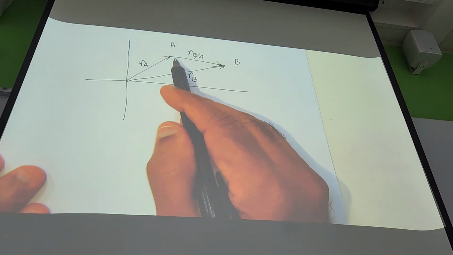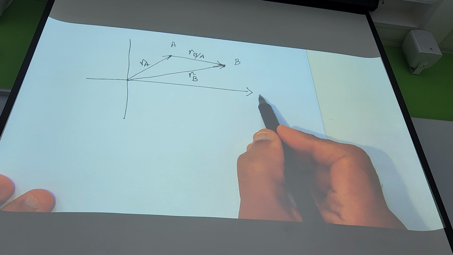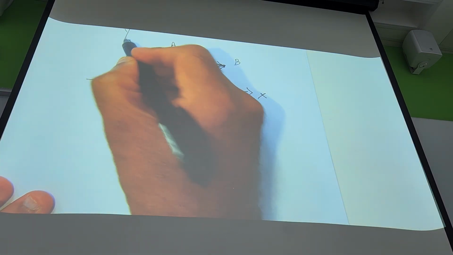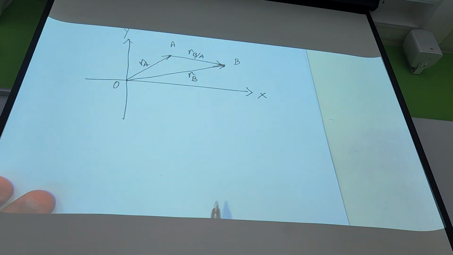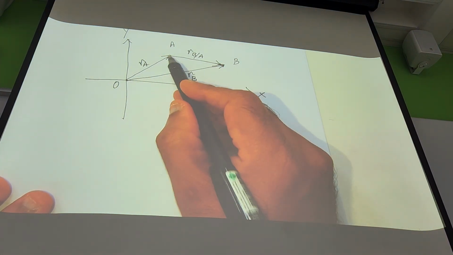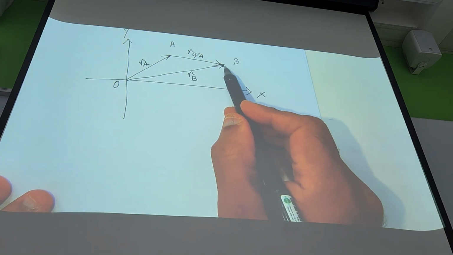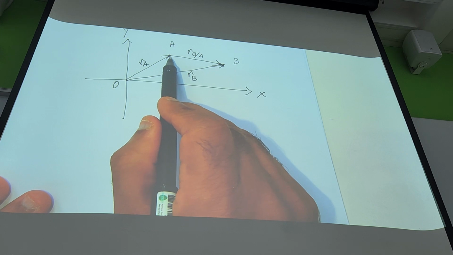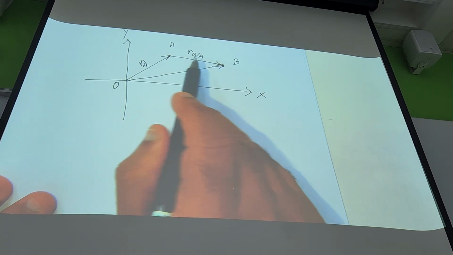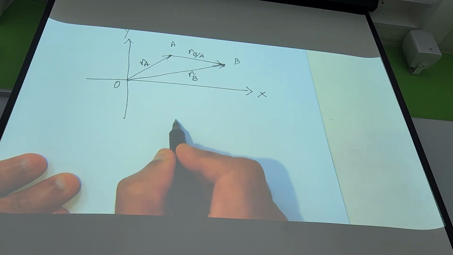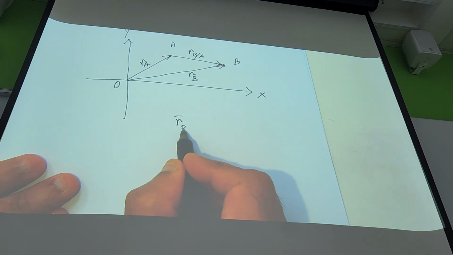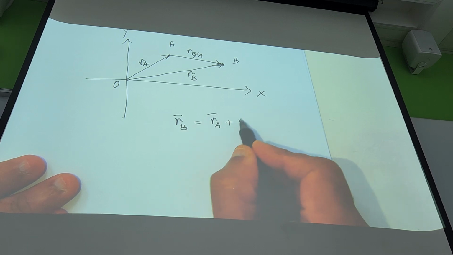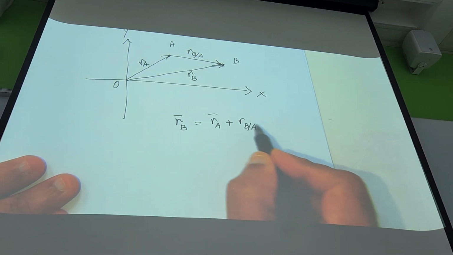Because you are referring to A and B with reference to the global coordinate system. So this is your global coordinate system. Position A, R_A, position B, R_B. Now point B is referred from point A, so the position of B to A. So vector addition we can write now. The position B can be written as position A plus position B to A.